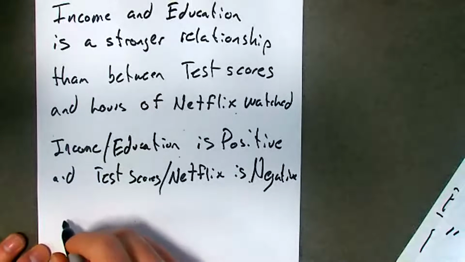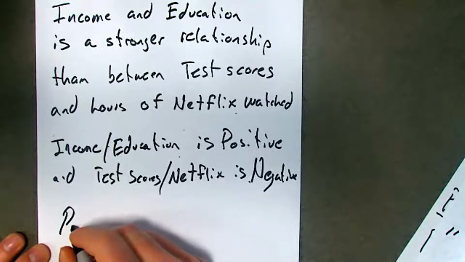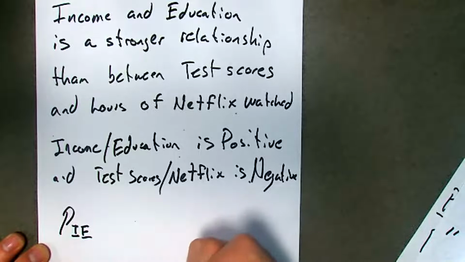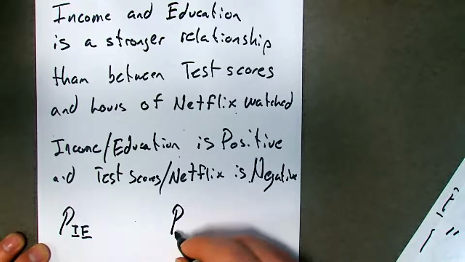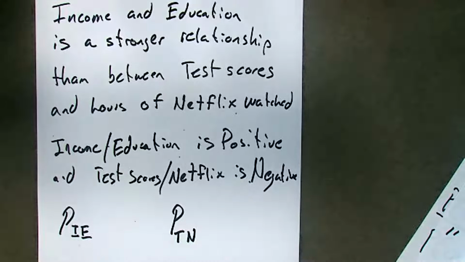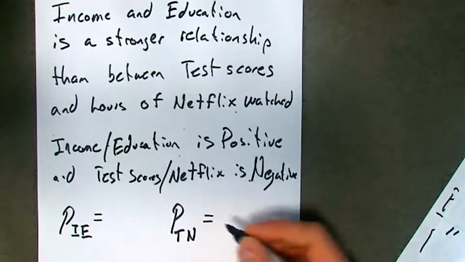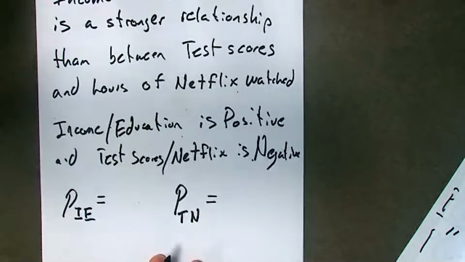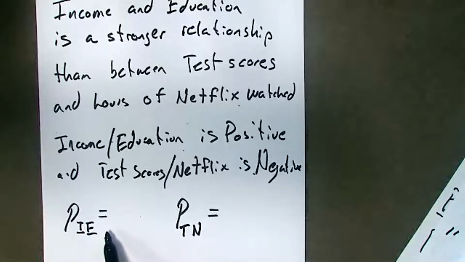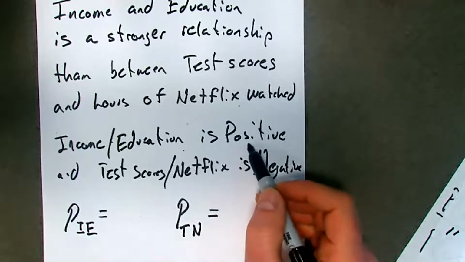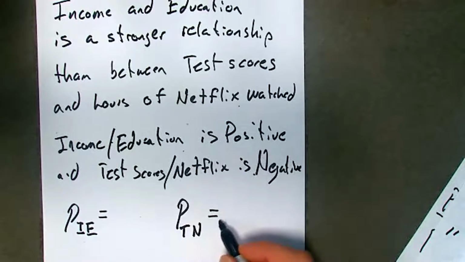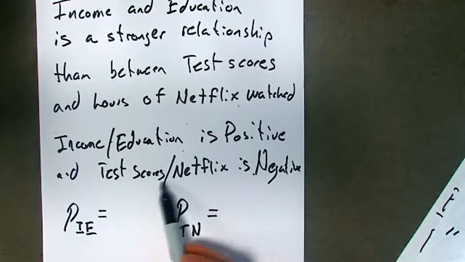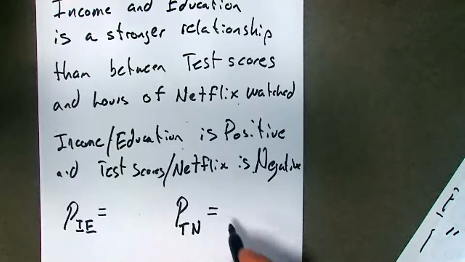So I'm going to write my correlation coefficient between income and education, and my correlation coefficient between test scores and Netflix. I might write those words out, but using the first letter of each one just to abbreviate there. So with that given information, what do I know has to be true about the correlation coefficient between income and education? Well, first of all, I'm told it's positive, right? And I know that if the relationship between these two things is inverse, or there's a negative relationship, this one has to be negative.